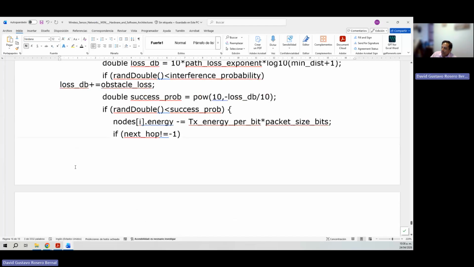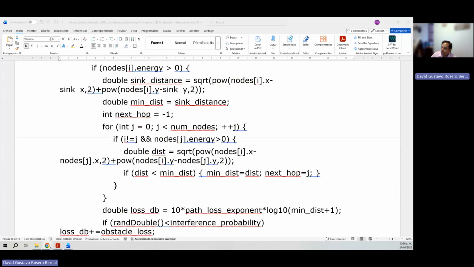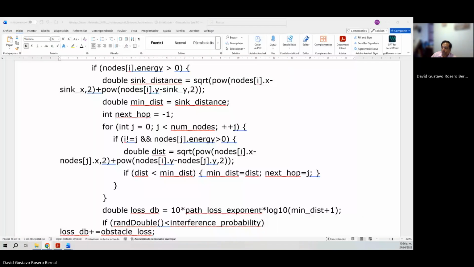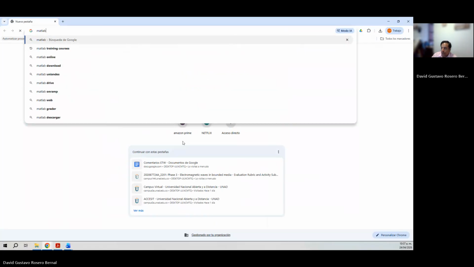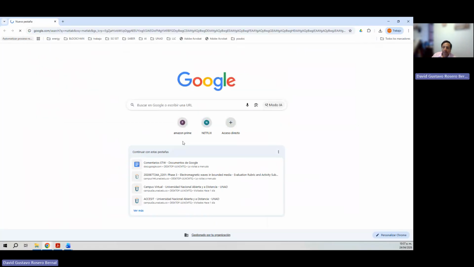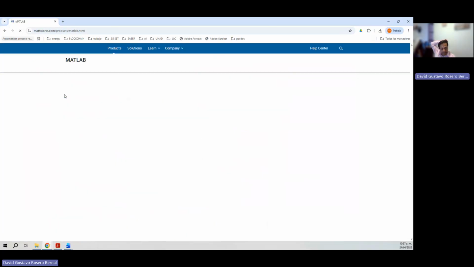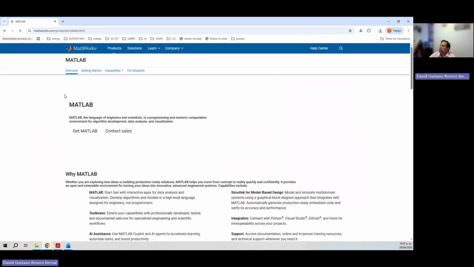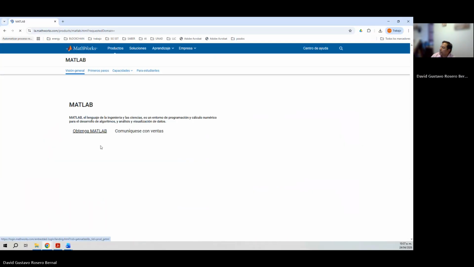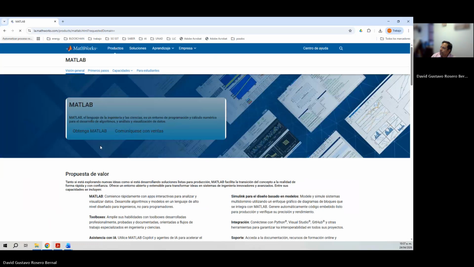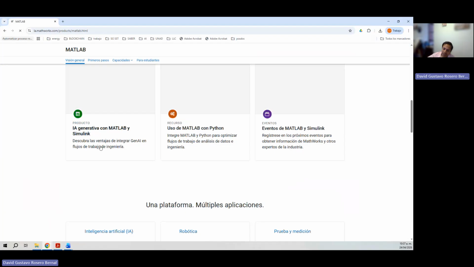Please remember that you can use the MATLAB online tools using the university licensing for this simulation exercise. You have to start your session and set your credentials.